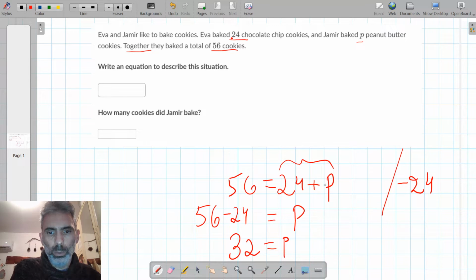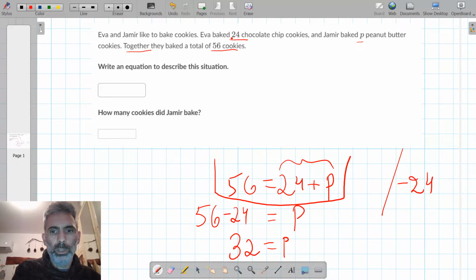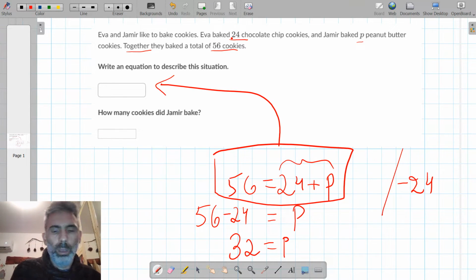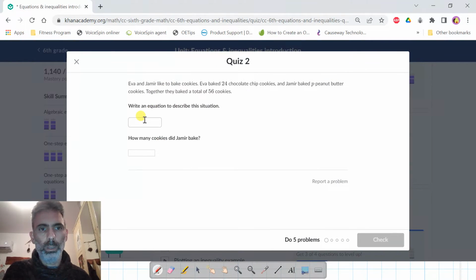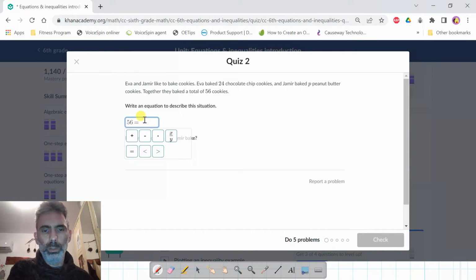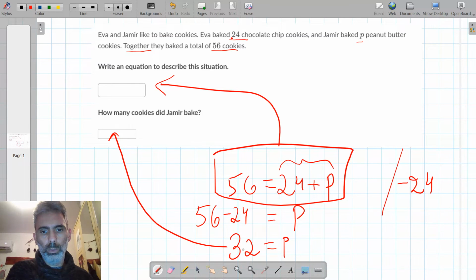So 32 plus 24, 32 plus 20 is 52, plus 4 is 56. Okay, so this is the equation. 56 equals 24 plus p, and 32 is the number of cookies that Jamil has baked. And how many cookies did Jamil bake? 32.